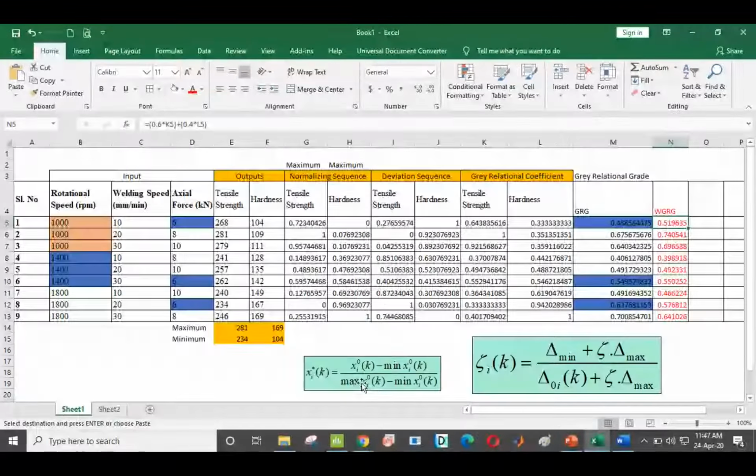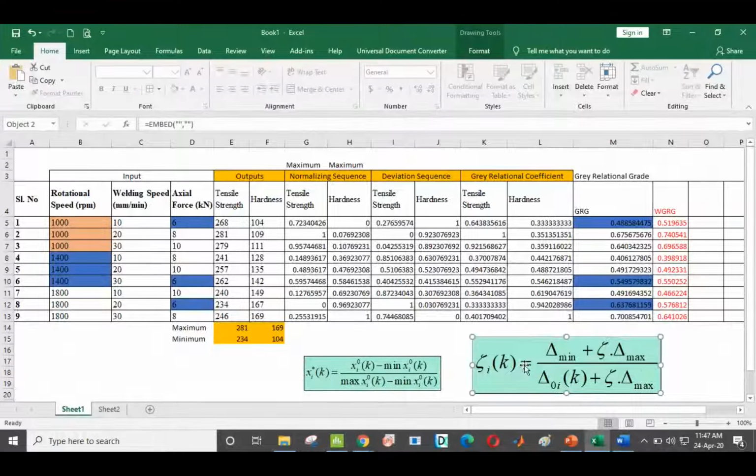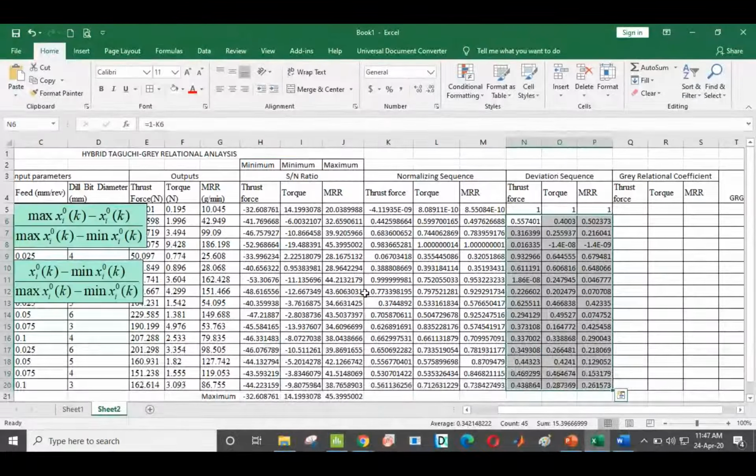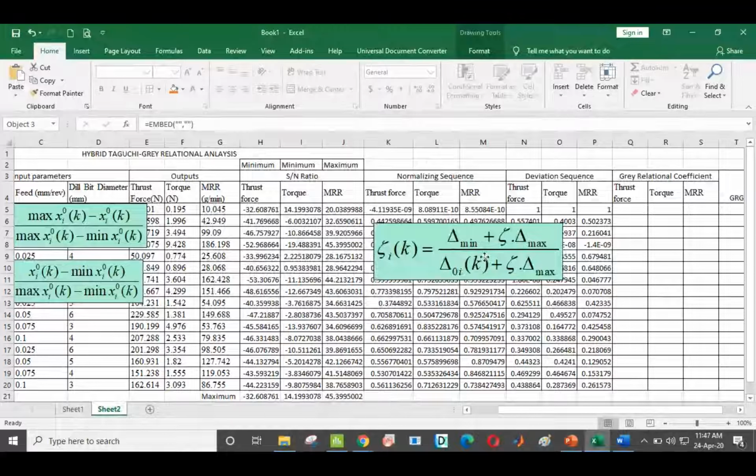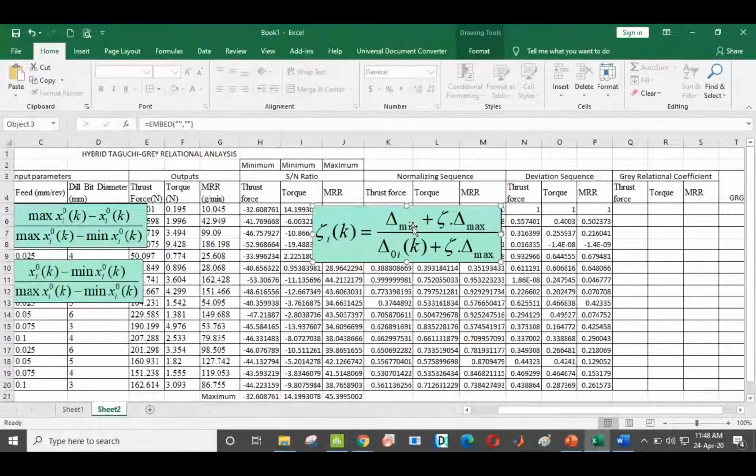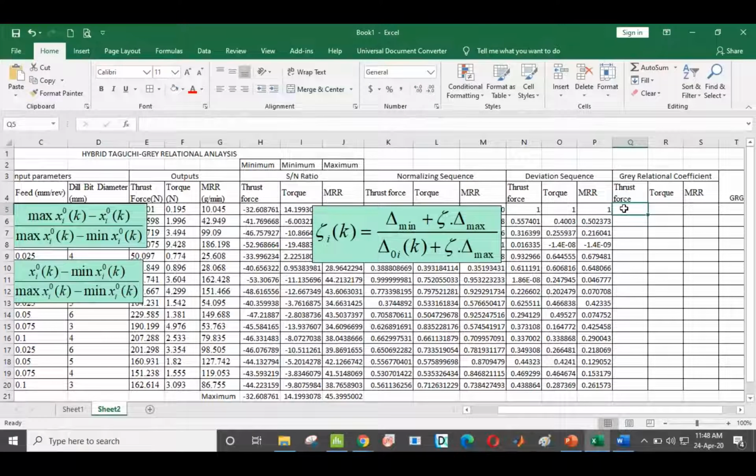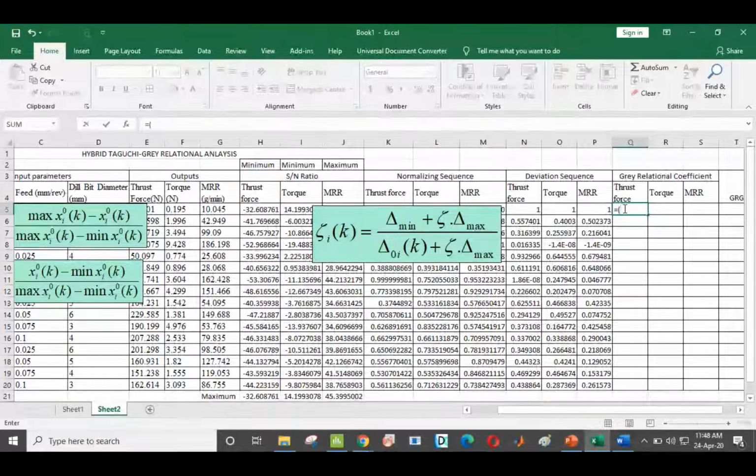Now coming to the relational coefficient value. So now I am going to use this value. This is the formula for relational coefficient: eta i of k is equal to del min plus eta del max, divided by del 0i of k, that is the individual deviation sequence value, plus eta del max. So for thrust force, the minimum value is 0 and the maximum is 1.